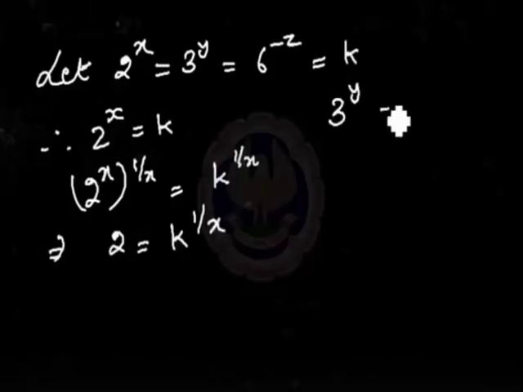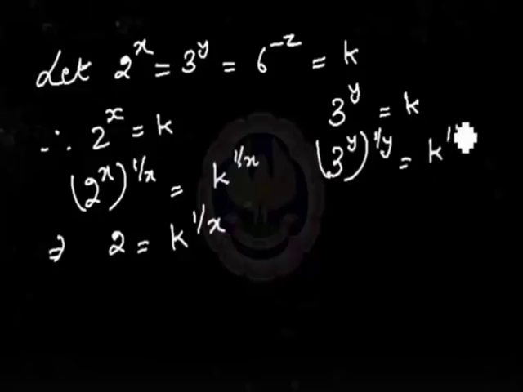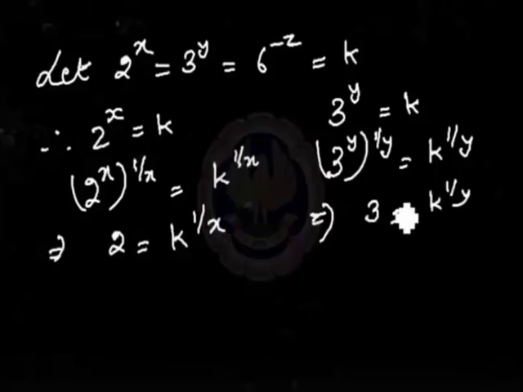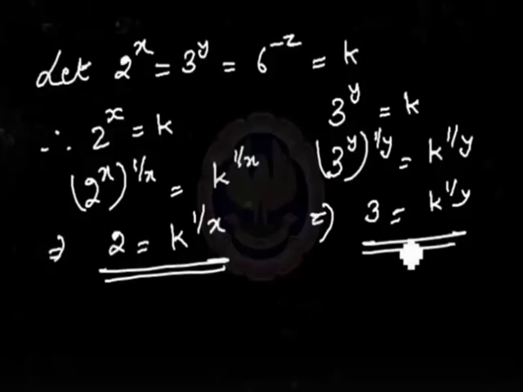Similarly, 3 to the power y is equal to k. Again I'll take the yth root on both the sides. So I'll get 3 to the power y into 1 by y is equal to k to the power 1 by y. Or this can be written as 3 is equal to k to the power 1 by y. Agreed? So you've got two values: 2 is equal to k to the power 1 by x and 3 is equal to k to the power 1 by y. Right? Now we need to find the value of 6 to the power minus z.